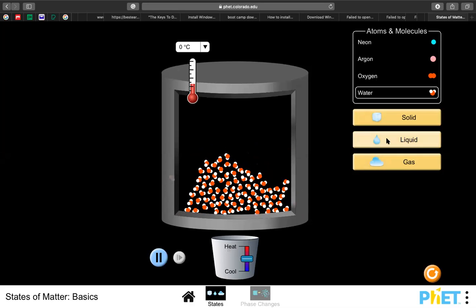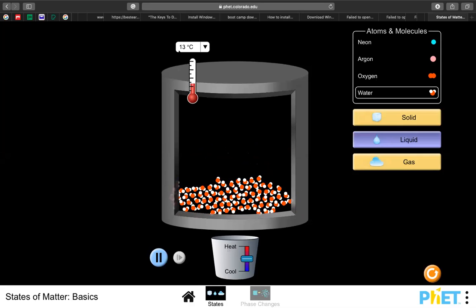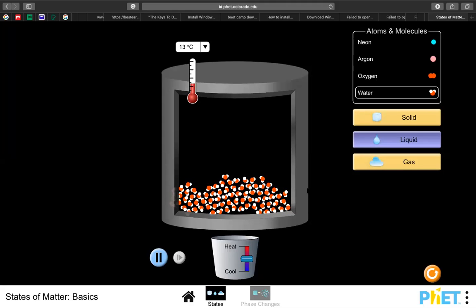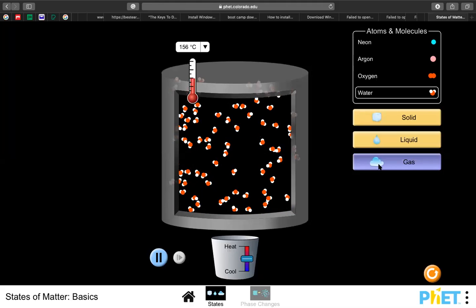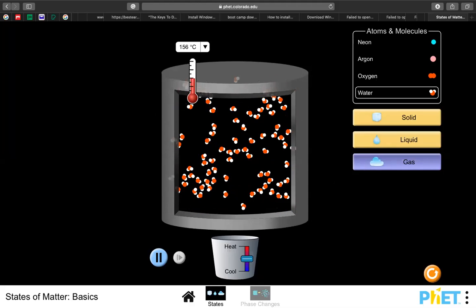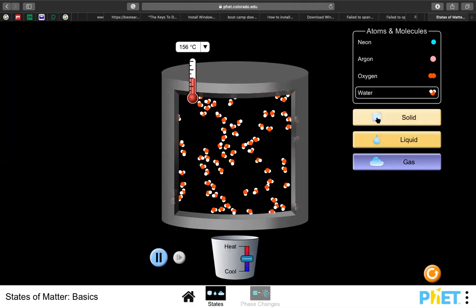If we put this to a liquid, if we bring it up to say 13 degrees Celsius, we see that the particles are much farther away than when they were in a solid form. So they're now in a liquid form. And now if they're in a gaseous form, you see that the particles are much, much farther away.